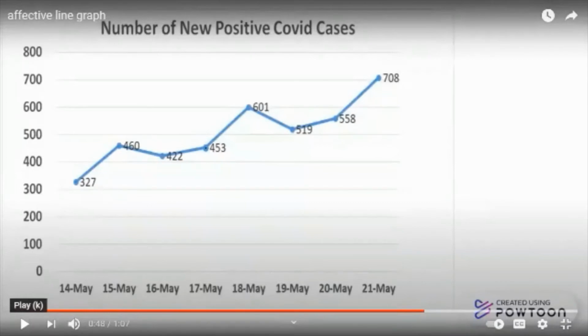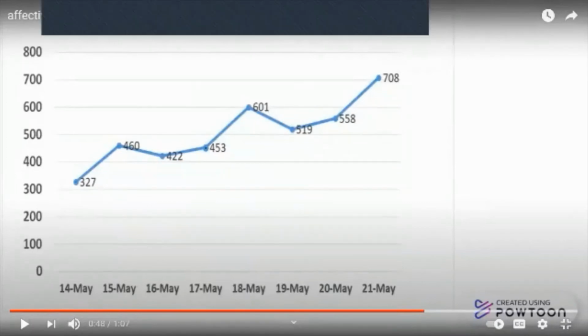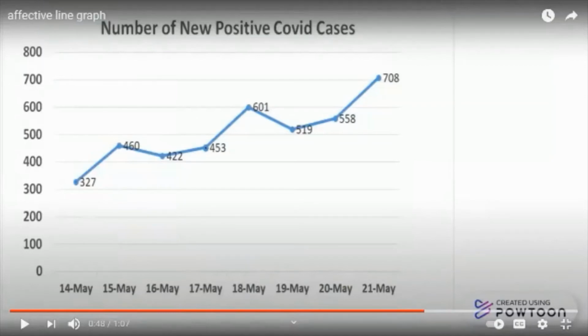All right, so look at this line graph here. Now it shows the number of new positive COVID cases, right? Around the days from 14th of May to the 21st of May. This is the information, which is the number of new positive COVID cases that Siri and Alexa were discussing. Okay? Look at the line segments.